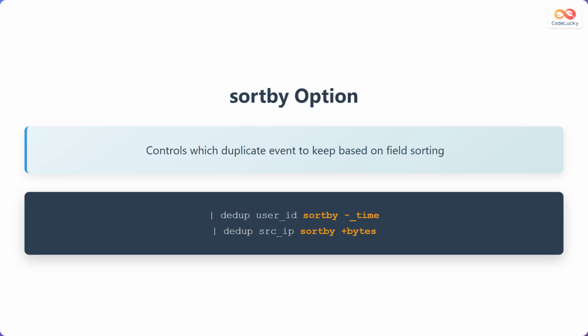The sortby option gives you control over which duplicate event to keep when duplicates are found. By default, dedup keeps the first event it encounters, but with sortby, you can specify a field to sort by before deduplication occurs. Use a minus sign before the field name for descending order, or a plus sign for ascending order. For example, sortby -_time will keep the most recent event when duplicates are found, while sortby +bytes will keep the event with the smallest byte count.